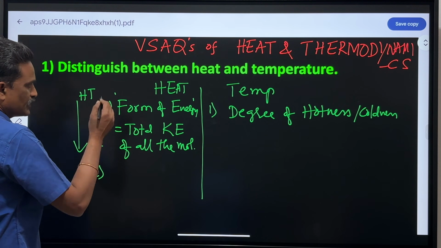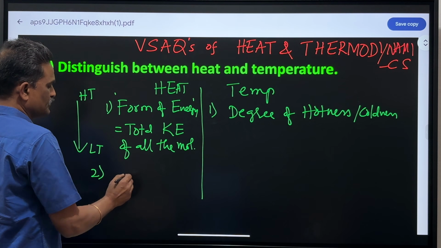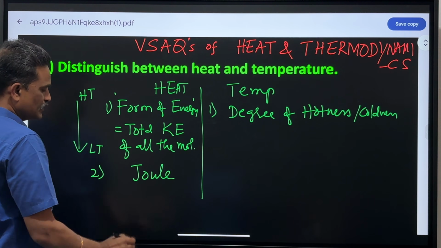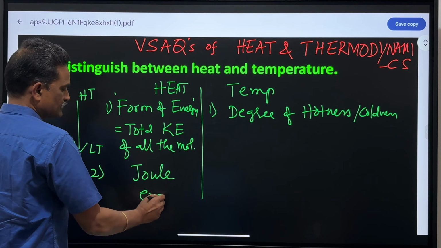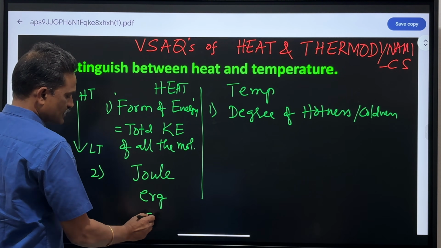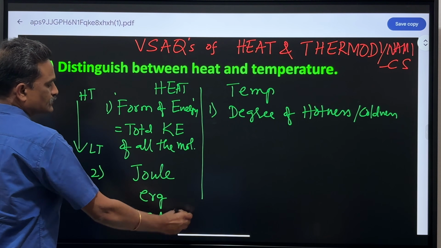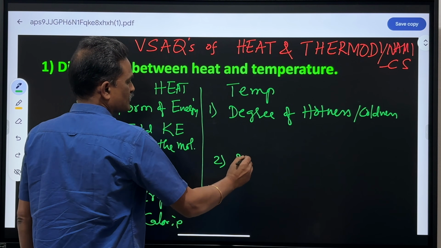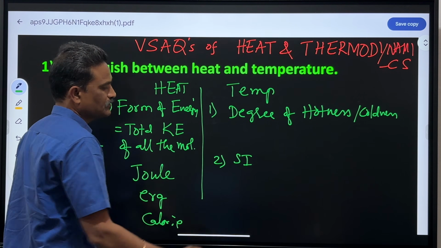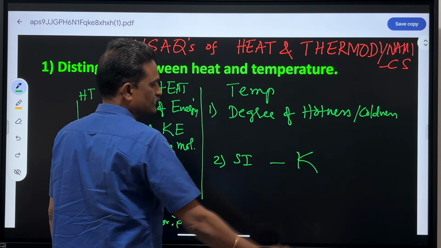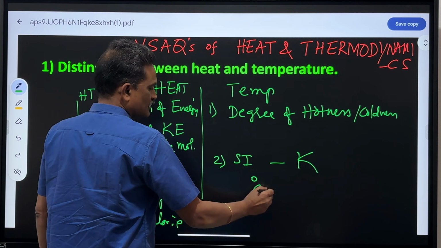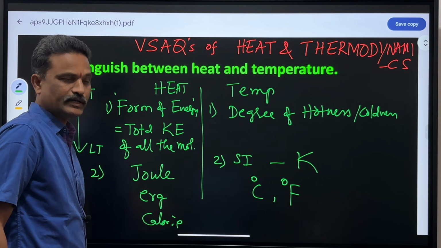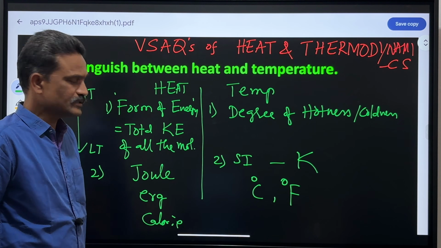So for heat, the SI unit is joule. The CGS unit is erg. Another unit is calorie. Now what about the units of temperature? The SI unit of temperature is Kelvin and the other units are degree Celsius, degree Fahrenheit. If you write these 2 points, that is enough.